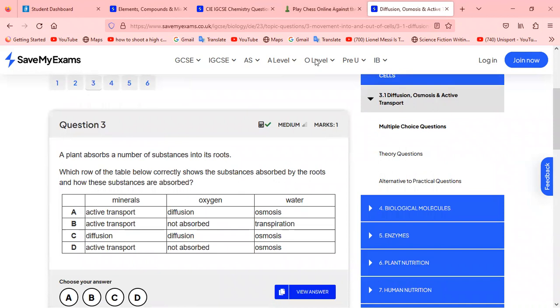A plant absorbs a number of substances into its roots. Which row of the table below correctly shows the substances absorbed by the roots and how these substances are absorbed? I think water is by osmosis. Oxygen is by diffusion. Minerals is by active transport. Oxygen is not absorbed by the roots. And water is osmosis. So it's D, makes sense.